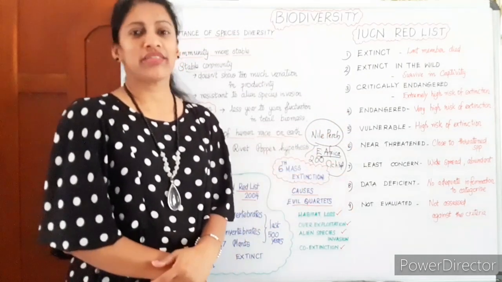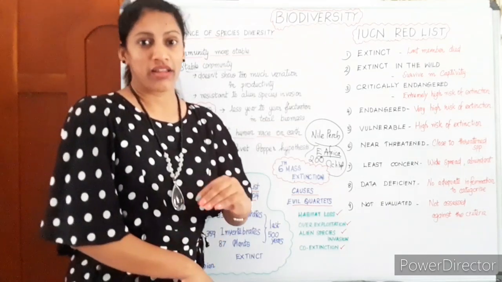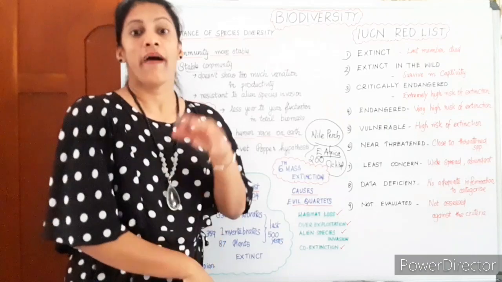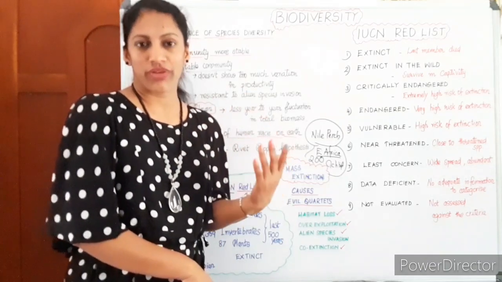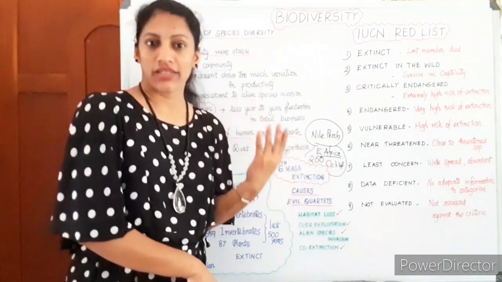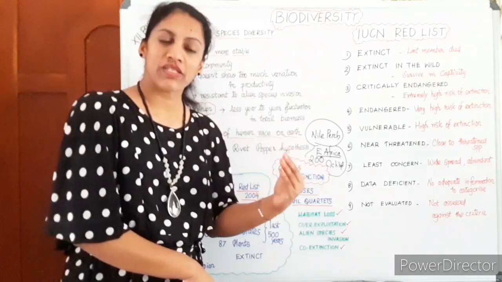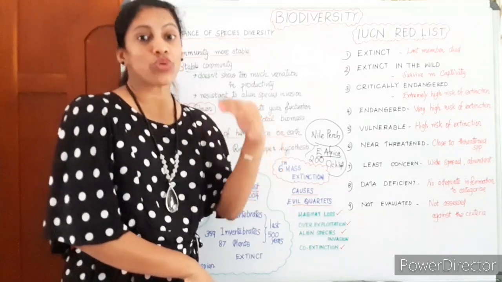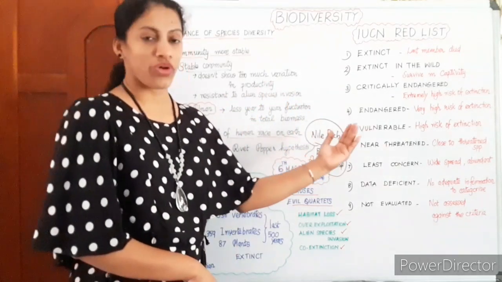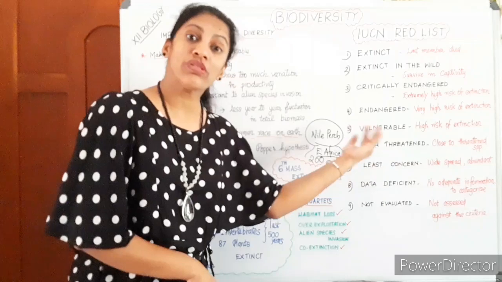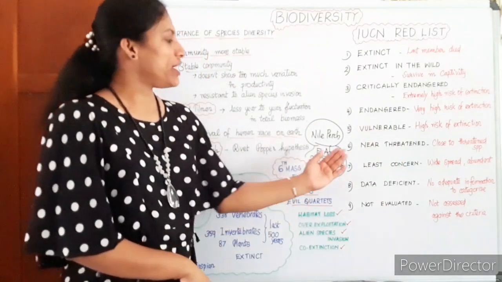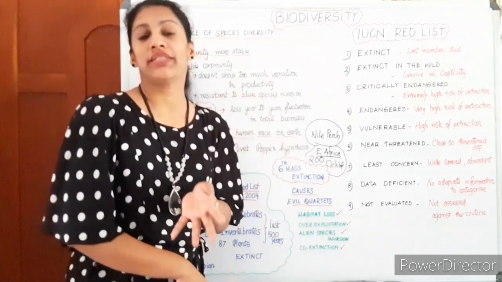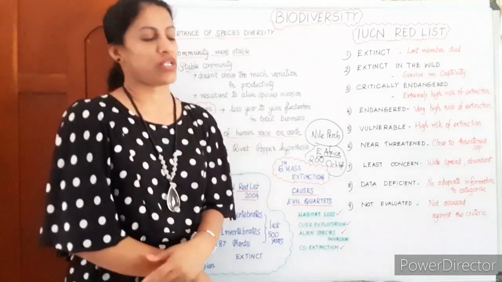The next one, near threatened. That means they are ready to qualify as threatened. Now they are not threatened species, but the loss of their species diversity is such that they may become threatened species in the near future. So near threatened means close to the threatened species. Then least concern means we are least concerned about them, because we have abundant taxa. Those members are abundant.